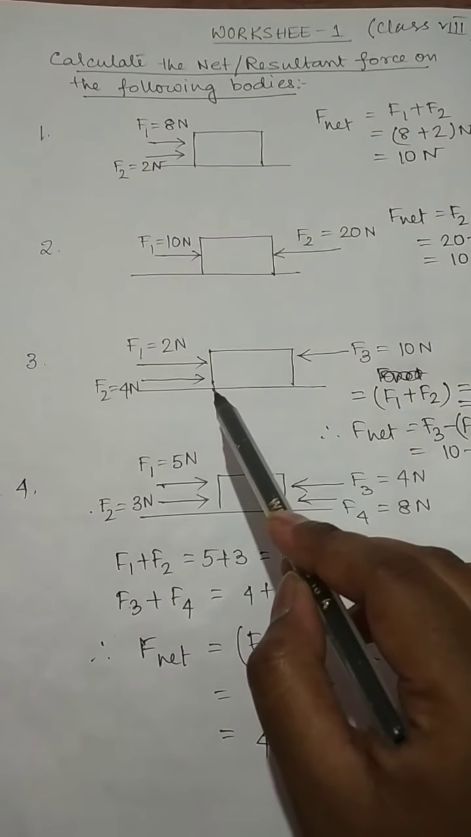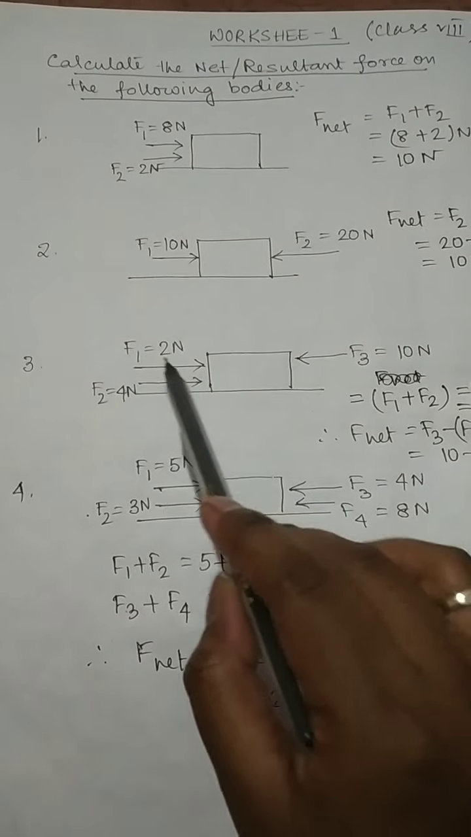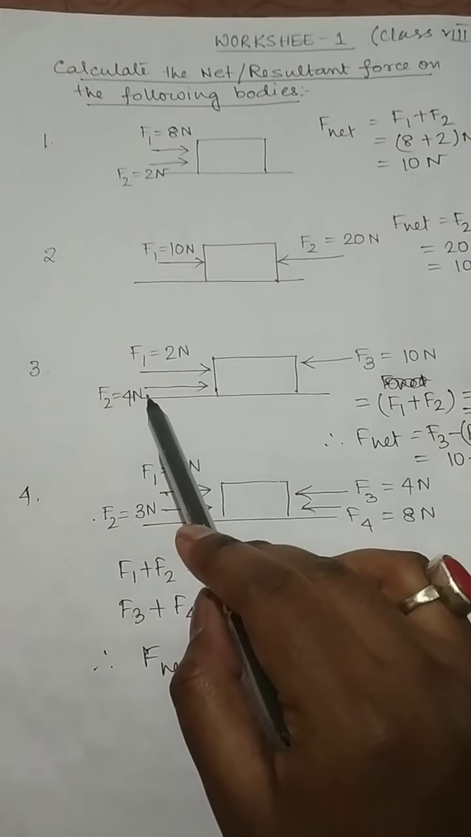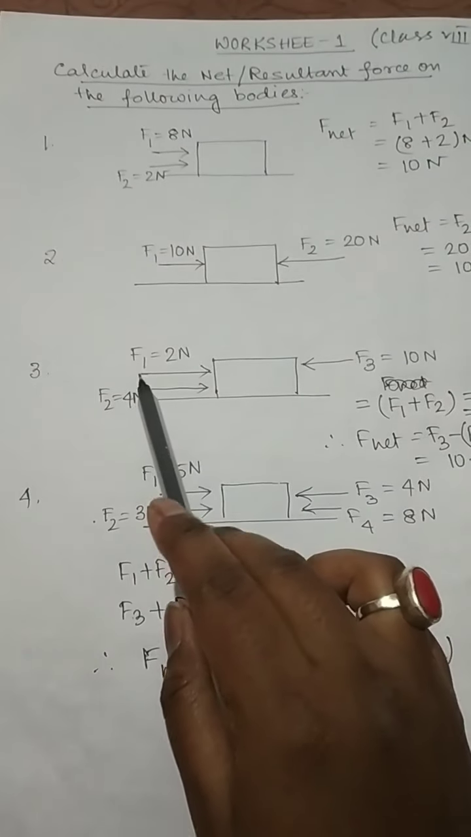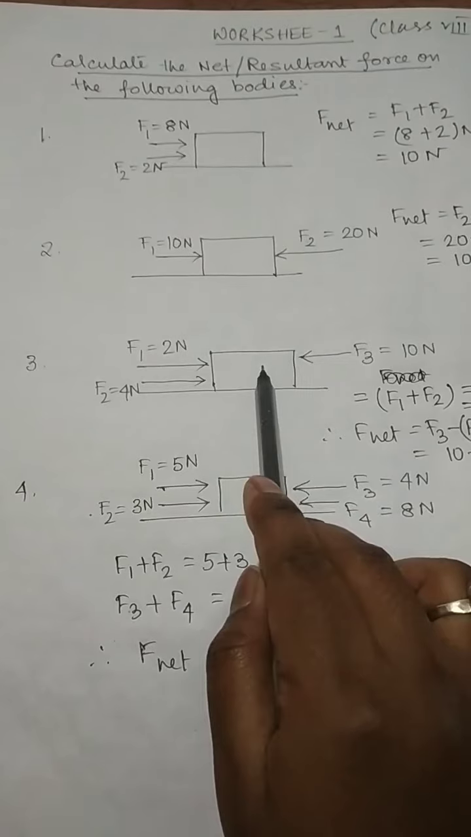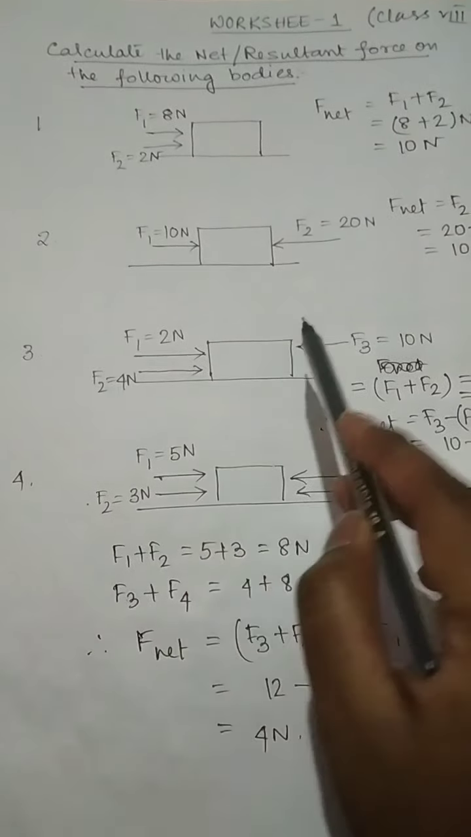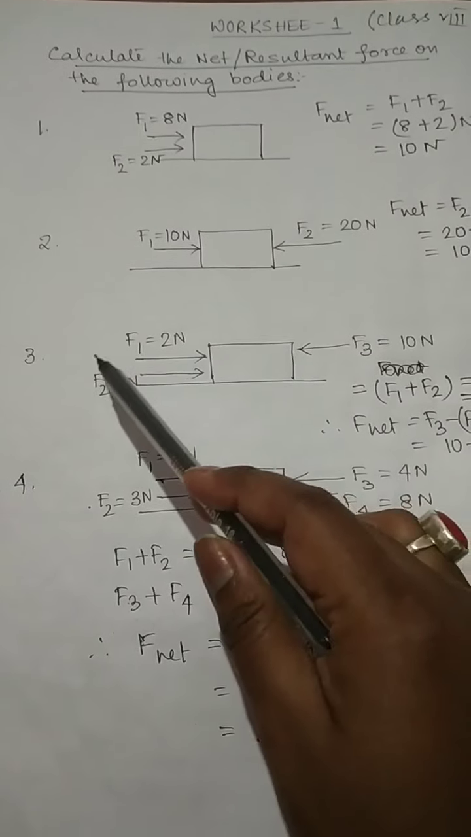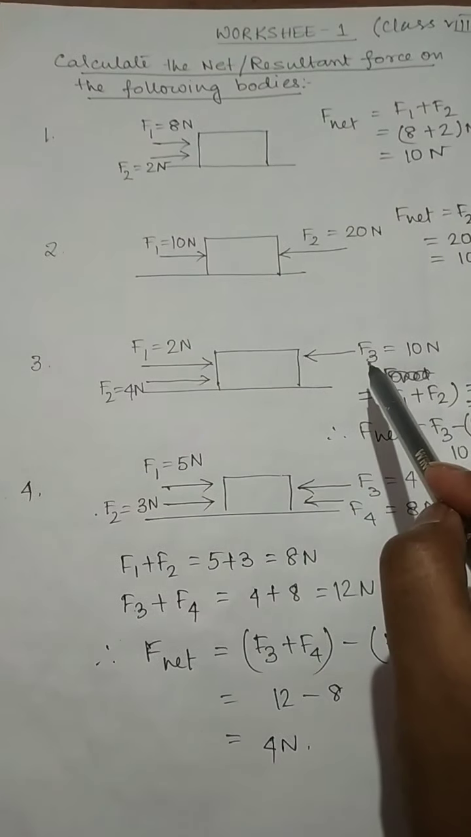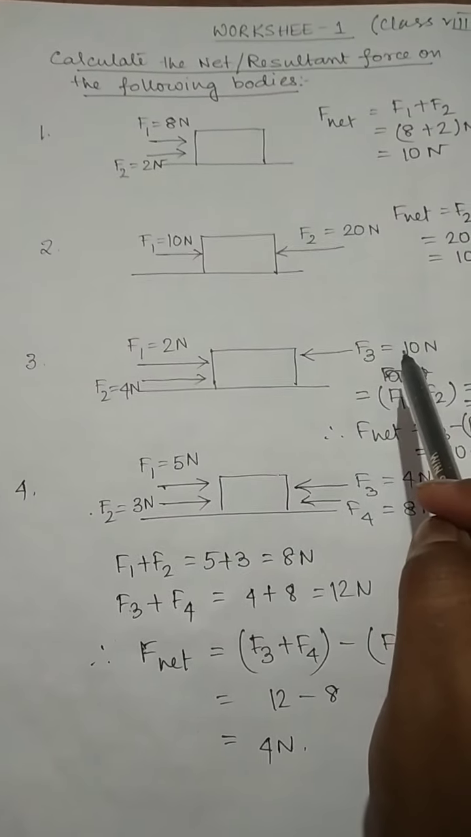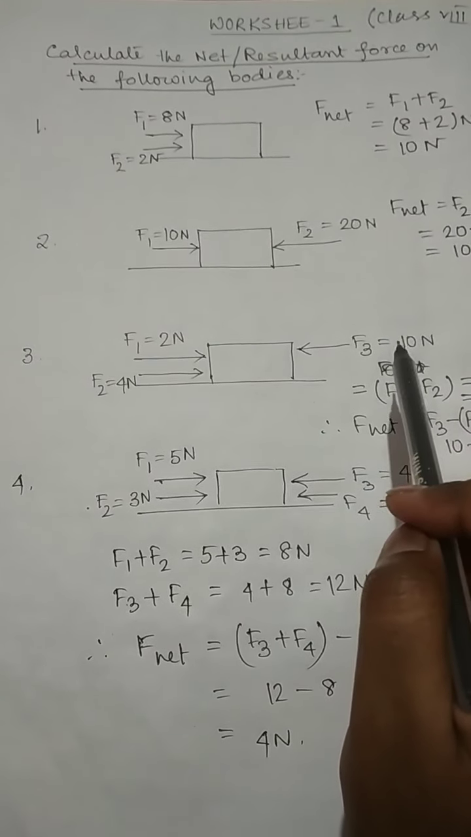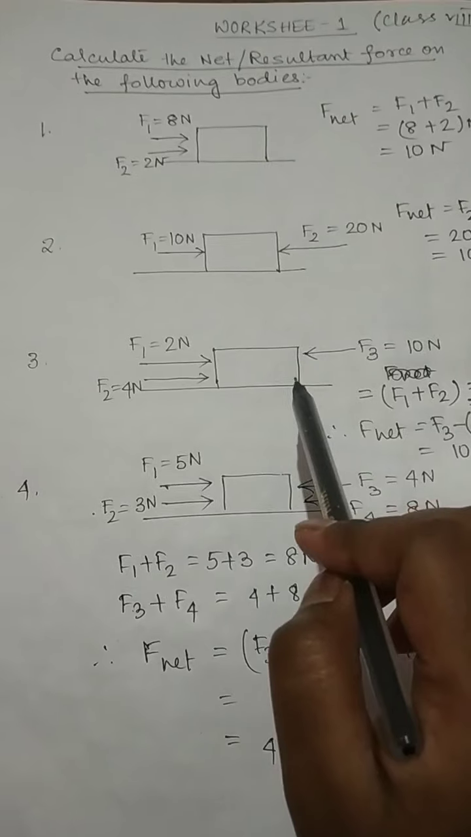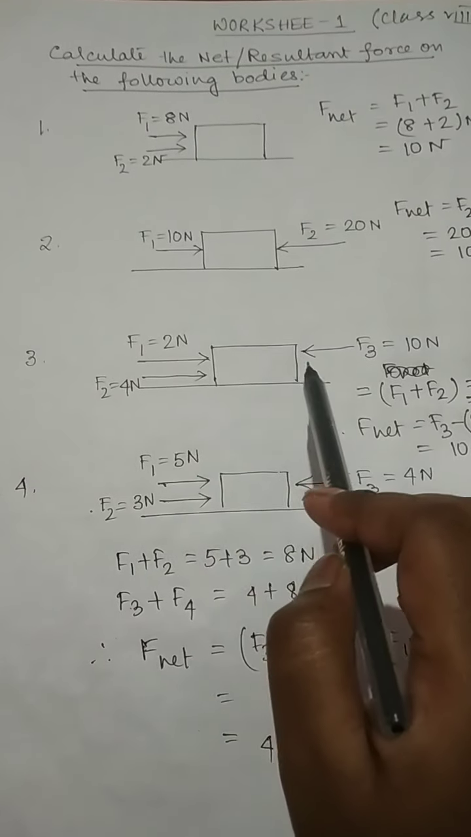Next let's go to question number 3. In this case, this body experiences three forces. F1 is 2 Newton, F2 is 4 Newton. Both F1 and F2 are in the same direction, hence we need to add them. And F3 is in the opposite direction, hence we need to add F1 and F2 minus F3. But before doing this, we need to see very carefully which side has the largest force. So we will individually add or subtract them.